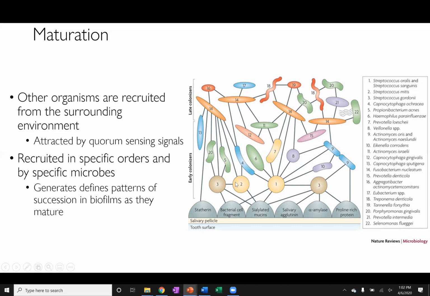So for instance, Streptococcus might not be able to recruit every microbe present in this diagram, but maybe it can recruit these three because it's generally found closer, and maybe this microbe can recruit, say, these ones because they're related, and this microbe can only recruit this microbe, and so on and so forth. So the maturation does follow a pretty predictable set of succession as these biofilms mature and become older.